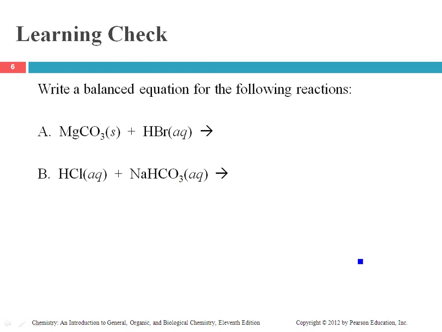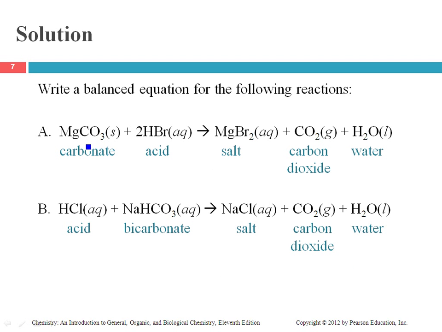Okay, so if you want to pause, you can. We're going to write out the balanced equations for the following reactions of a carbonate. It's identified by this CO3 here, reacting with an acid. Okay, the magnesium is going to form a salt. So our metal and our non-metal portions are going to form a salt.